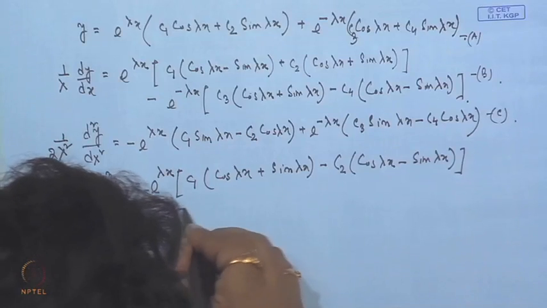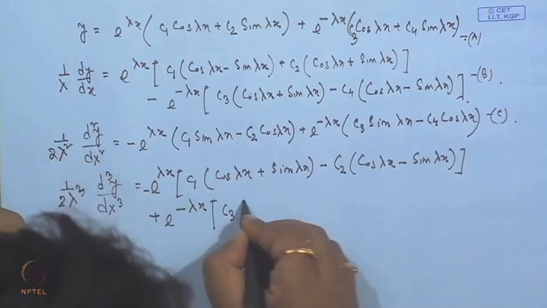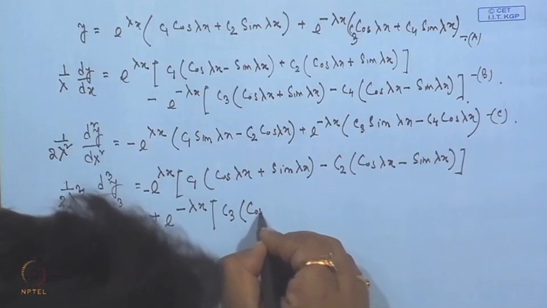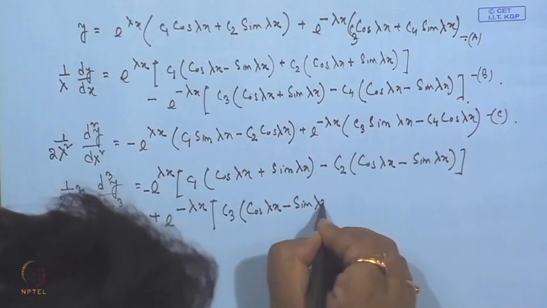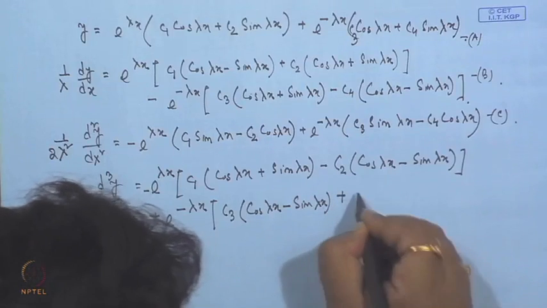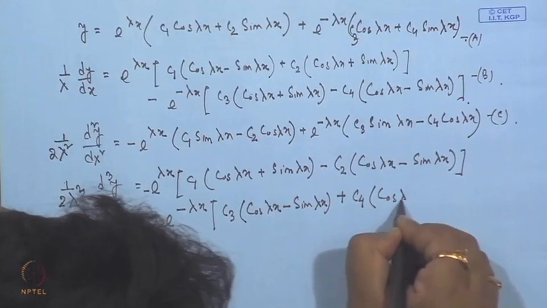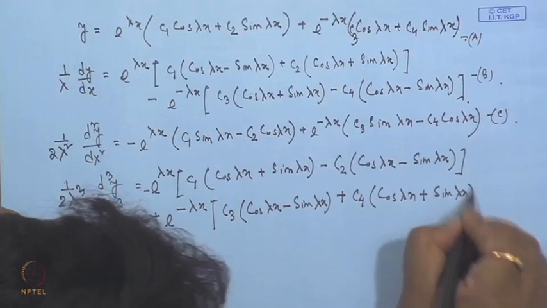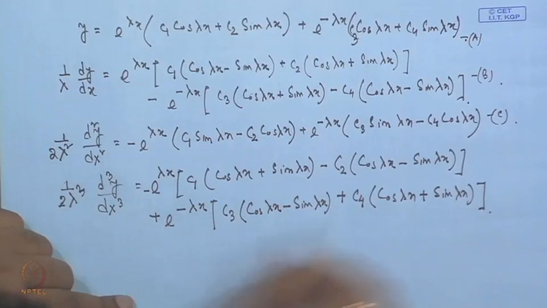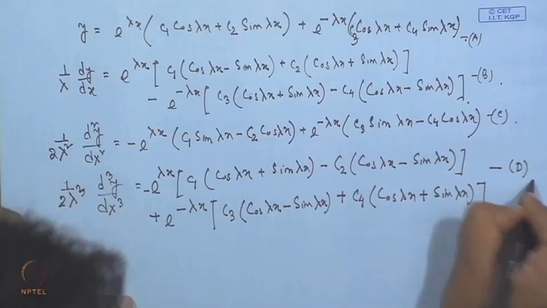plus e to the power minus lambda x c 3 cos lambda x minus sin lambda x plus c 4 cos lambda x plus sin lambda x. So, this is the shear force expression d.